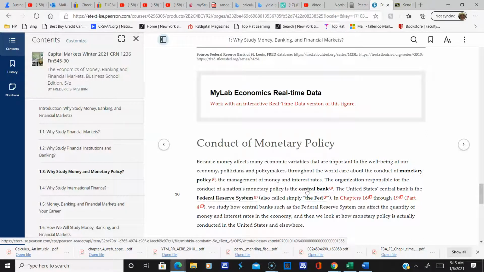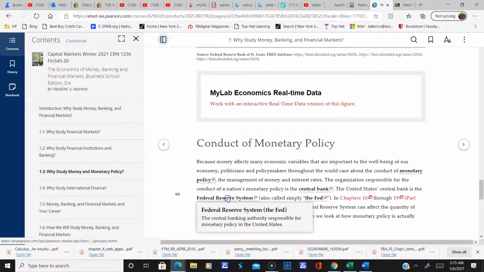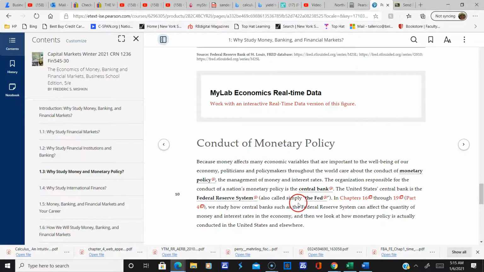The United States central bank is the Federal Reserve System. So the central banking authority responsible for monetary policy in the United States is the central bank, and it's sometimes just called the Fed for short. They go into deeper detail in chapters 16 and 19. That's how we'll study how central banks can affect the quantity of money and the interest on the money that we speak of, and interest in general.